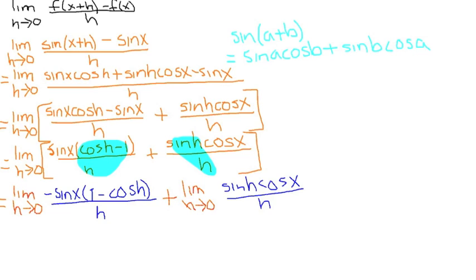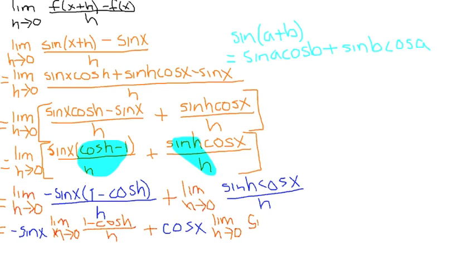Now the limit is only involving h, so we can take the factors involving x and put them in front of the limit. So I get negative sine of x times the limit as h approaches 0 of 1 minus cos of h over h plus cos of x times the limit as h approaches 0 of sine of h over h.